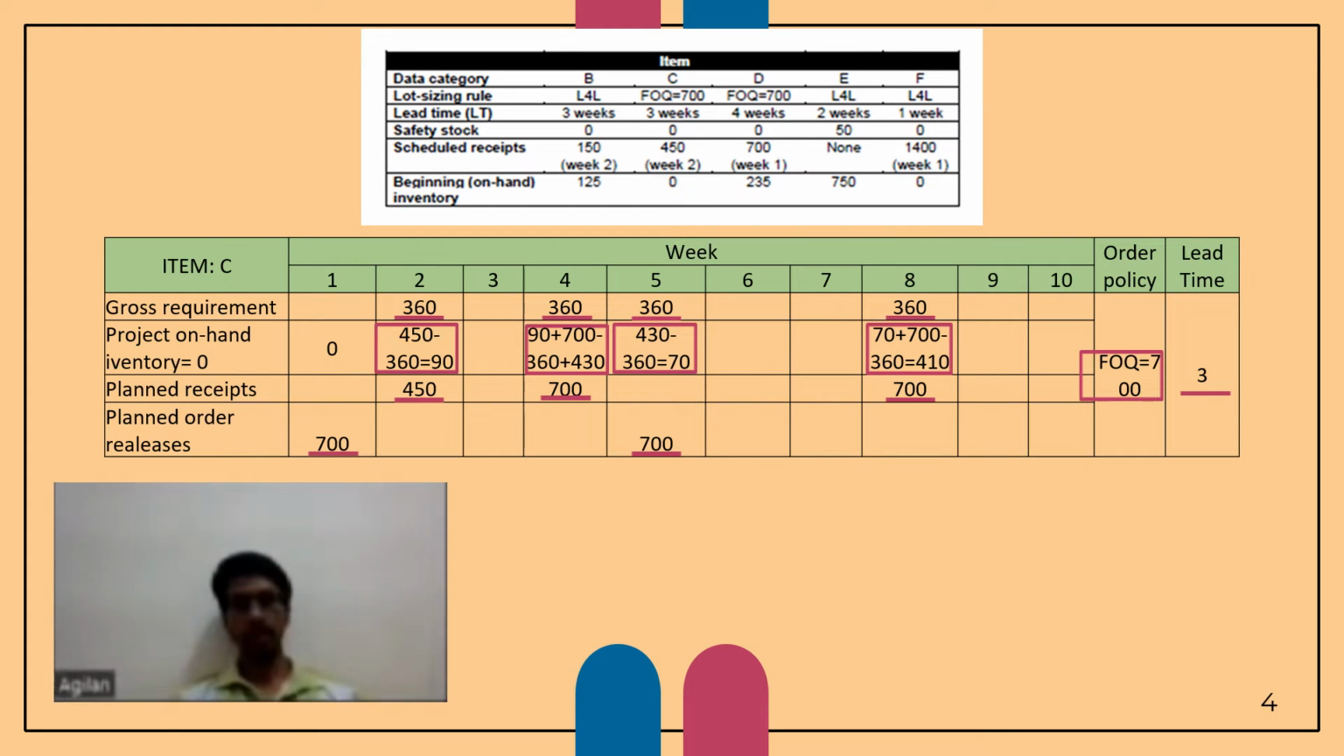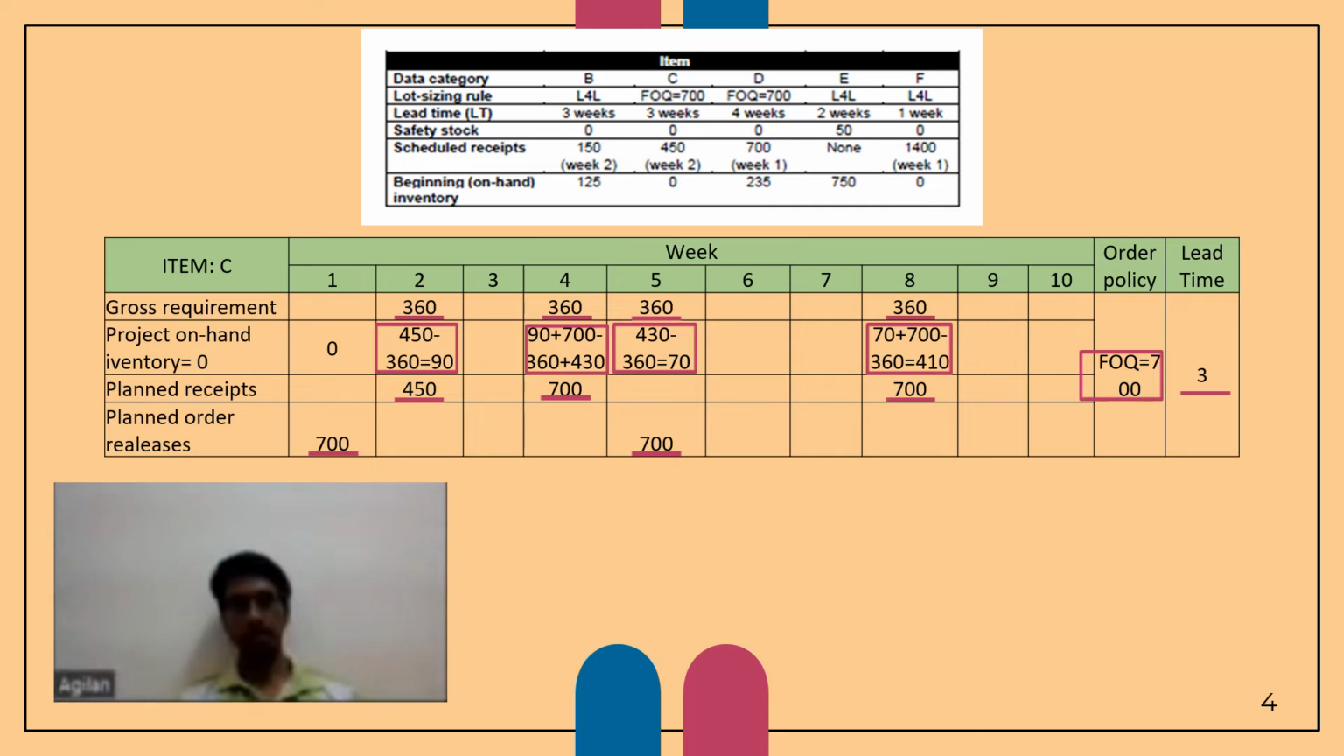Then week 6 and 7, there's no production at all. Week 8, it is 360 as usual. And then since 70 is less than 360, so add 700, which is FOQ in order policy. Then add 700, then subtract 360, you will get 410. So the planned receipt is 700. Then finally, 9 and 10, there's nothing at all.